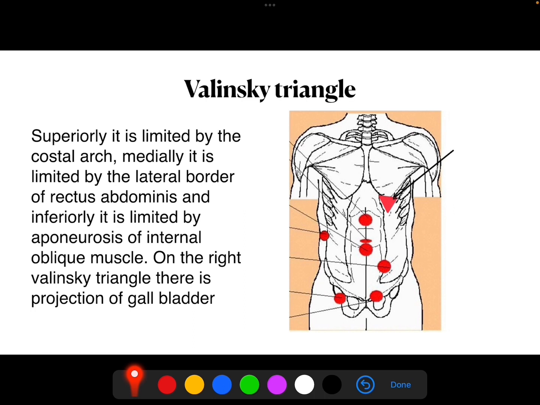The Grynfeltt triangle. Superiorly it is limited by the costal arch. Medially it is limited by the lateral border of rectus abdominis, and inferiorly it is limited by the aponeurosis of internal oblique muscle. On the right triangle, there is a projection of the gallbladder.